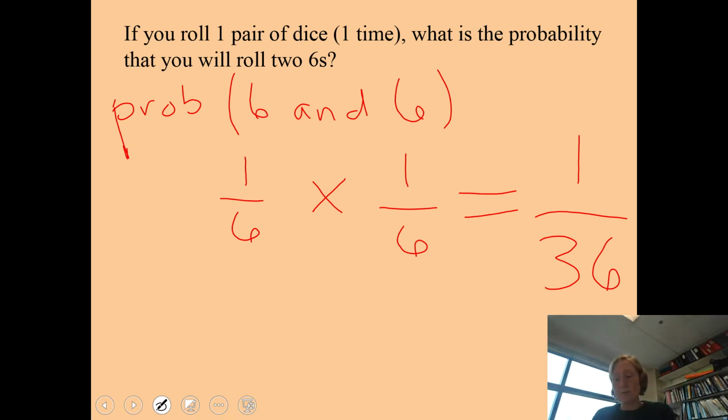Maybe I'll do it. Let me roll them here and I'll tell you what I get. Oh, no, I did not get any 6s. Okay, so we can use this rule of multiplication to help us in genetics problems.